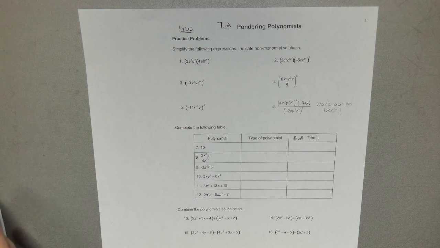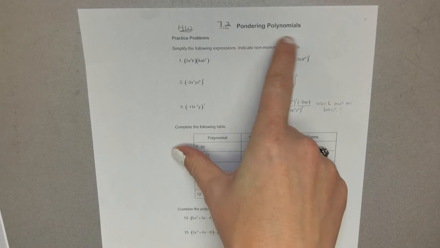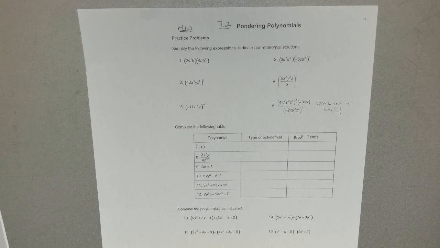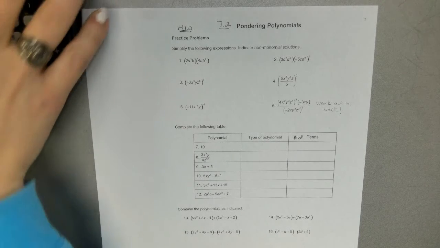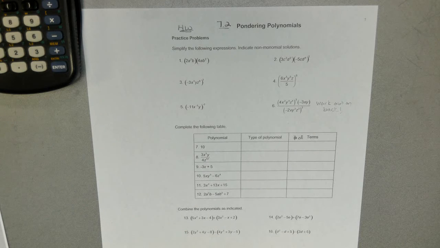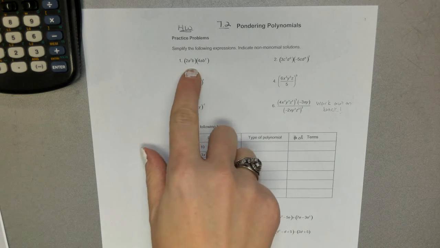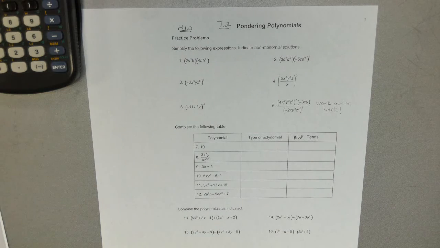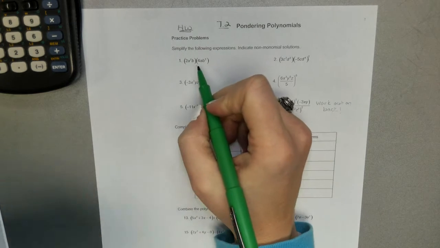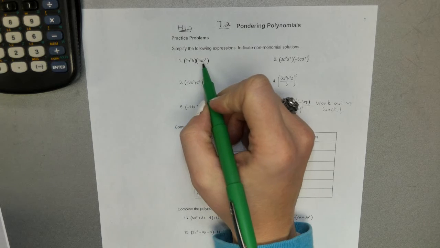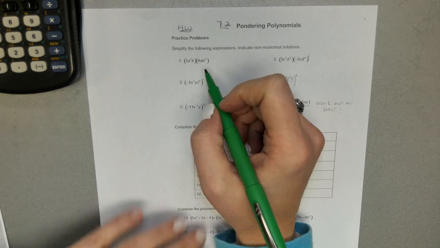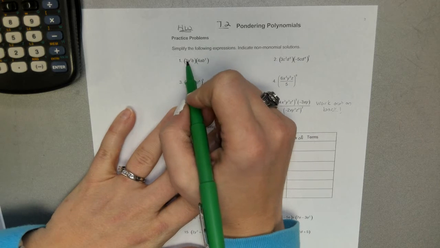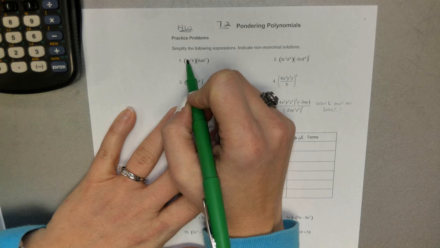So, I want you to look here. We're going to be working with polynomials again. We're going to simplify the following expressions, and indicate if it's a non-monomial solution. I'll explain that as we go. But we just first want to start with example number 1. So these are polynomials. We're multiplying two sets of numbers. So this first one, remember, we're going to multiply them like regular.